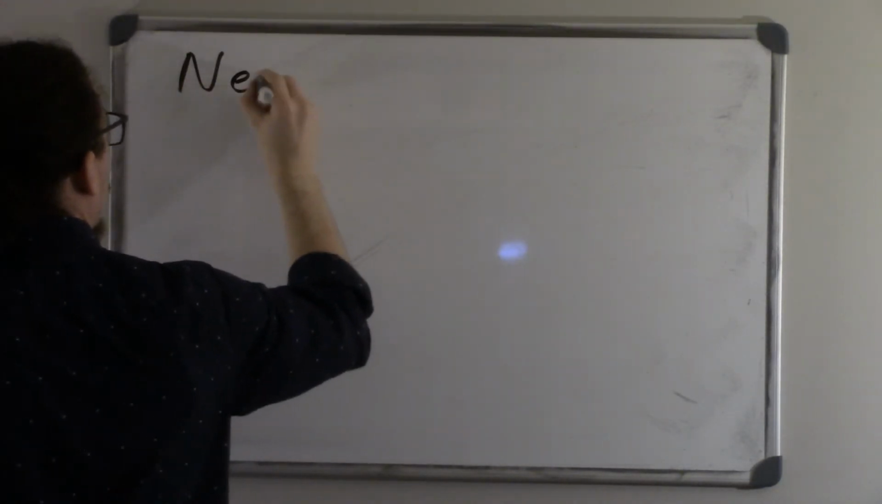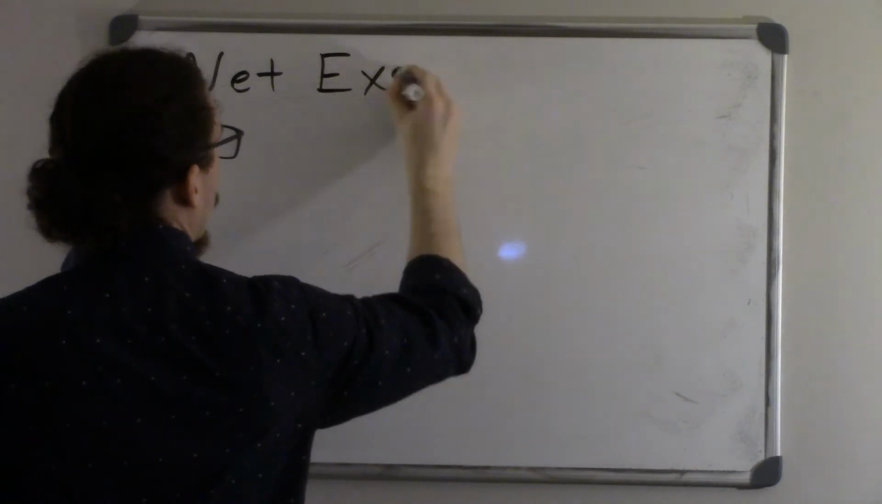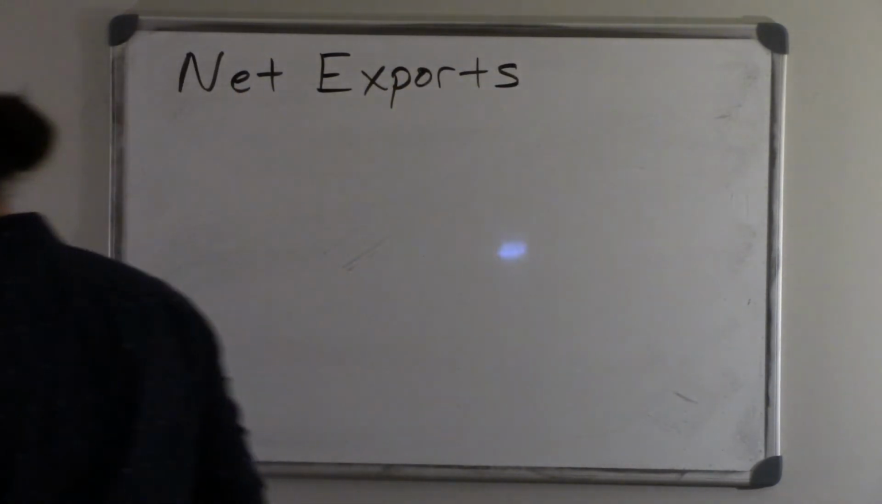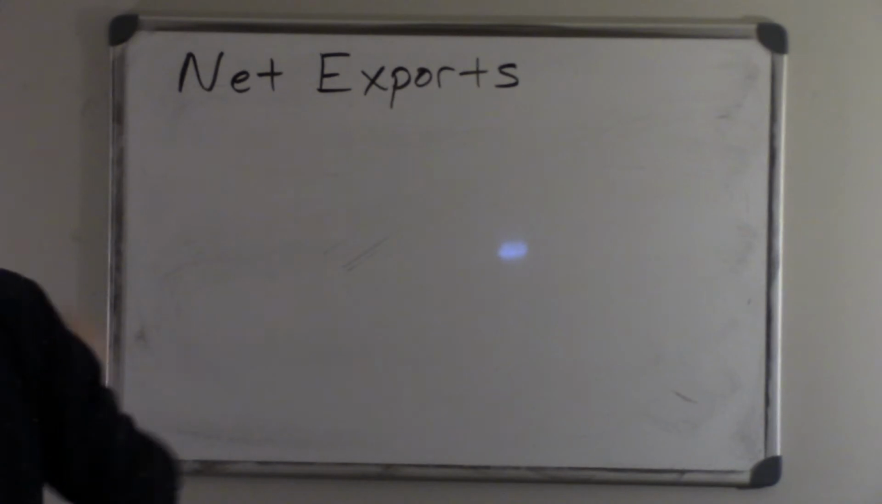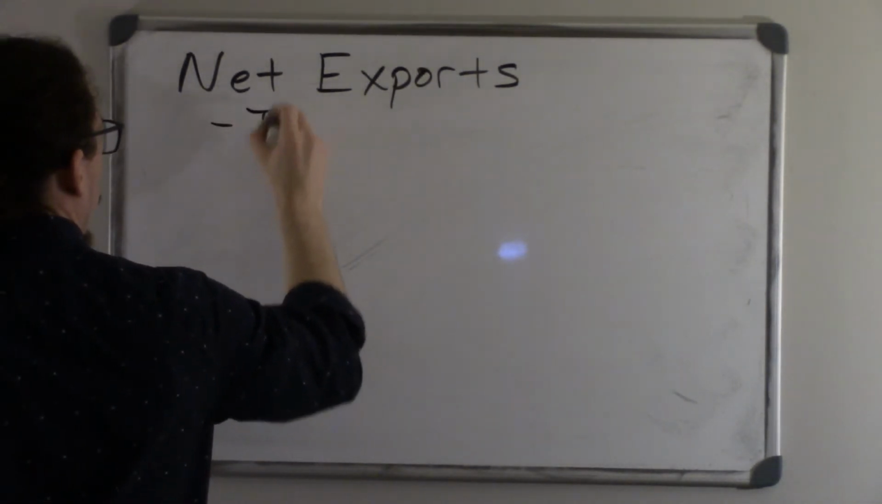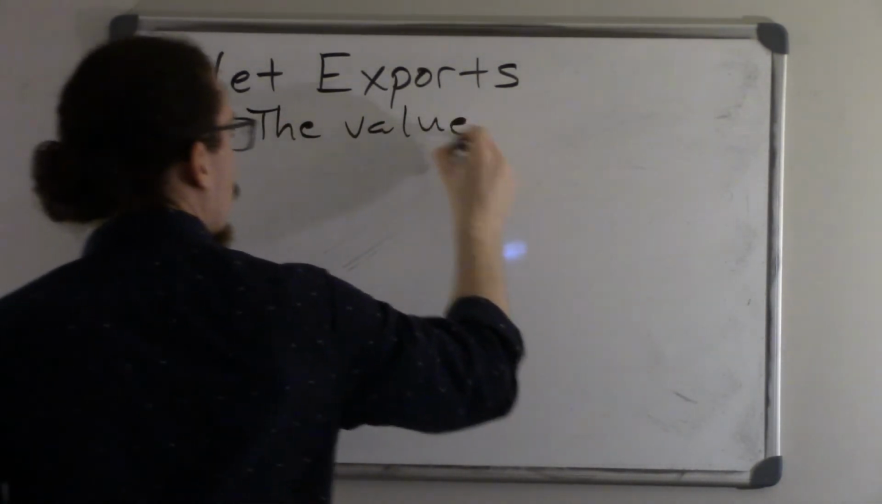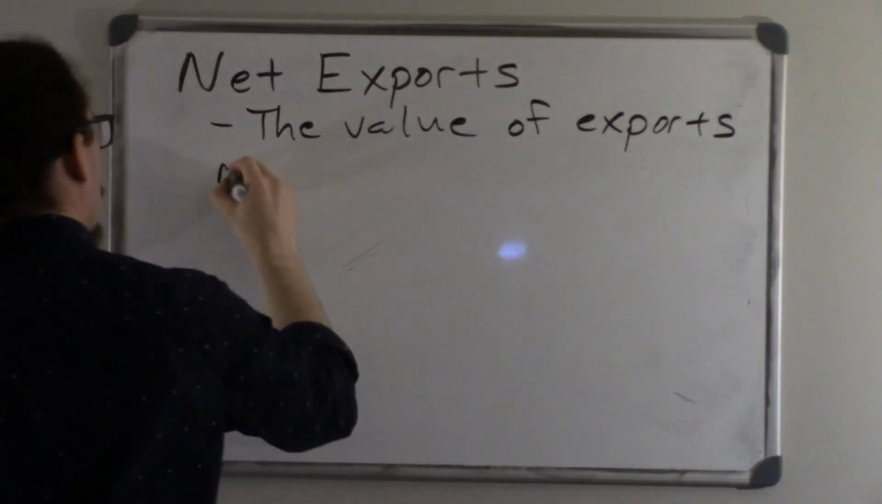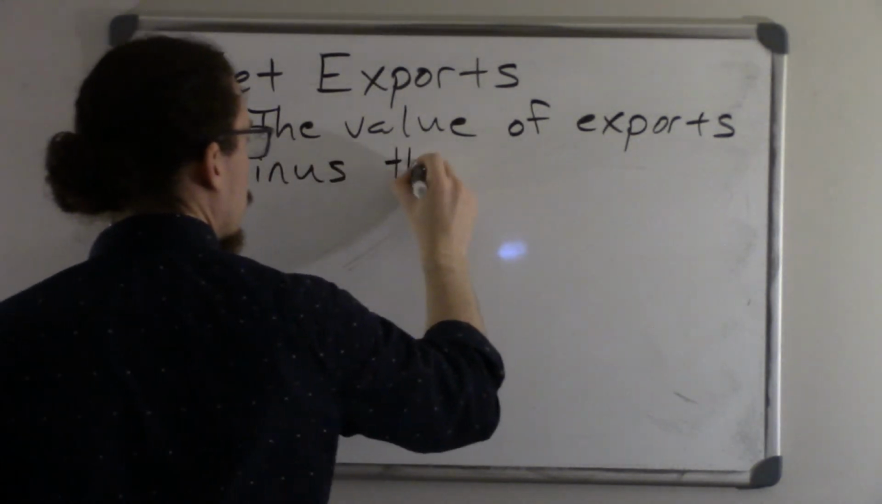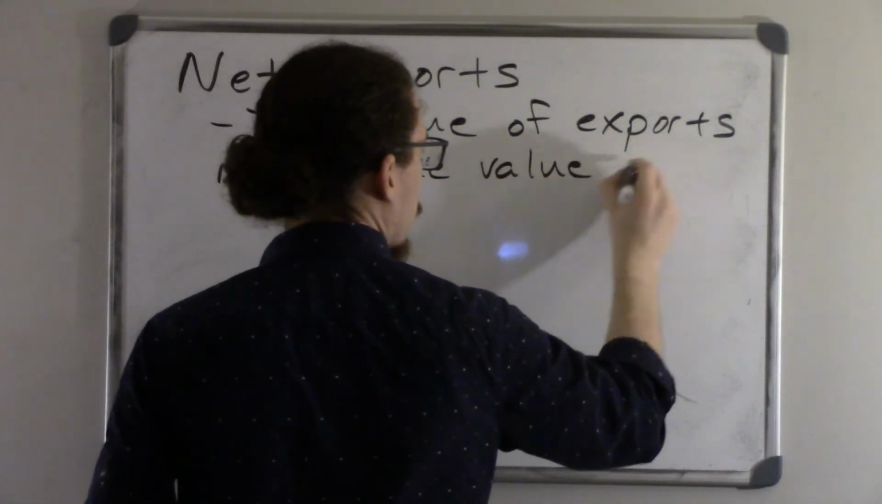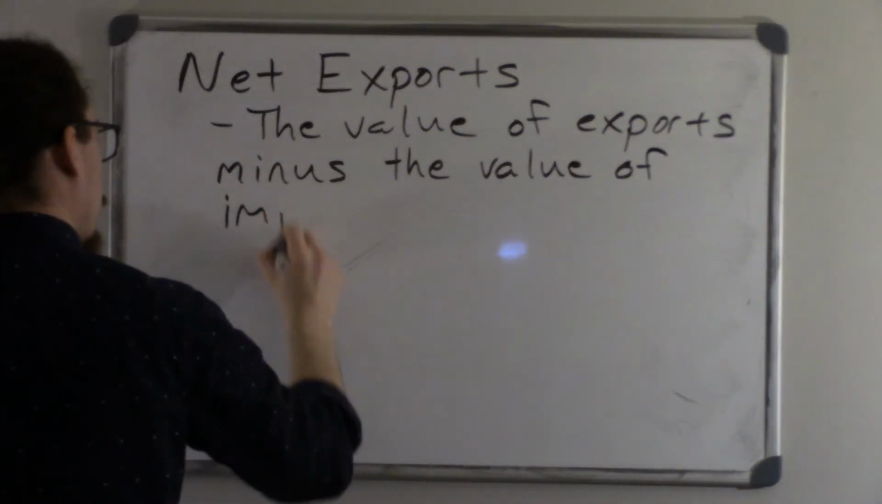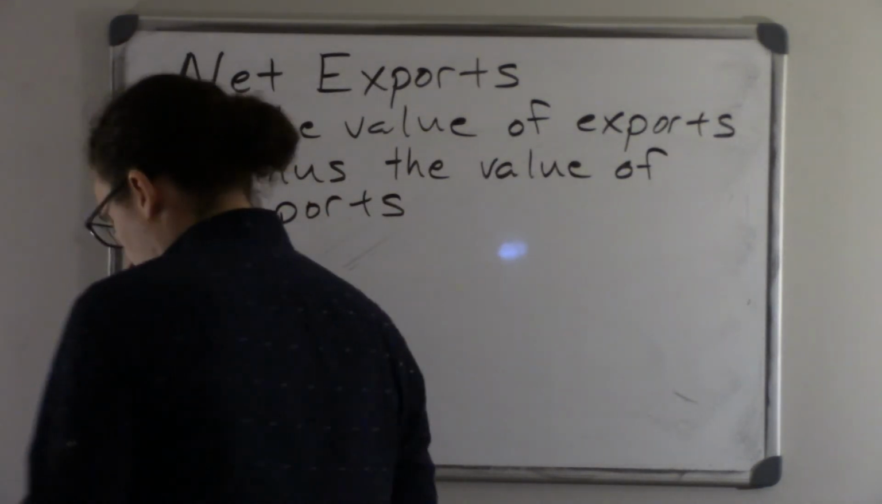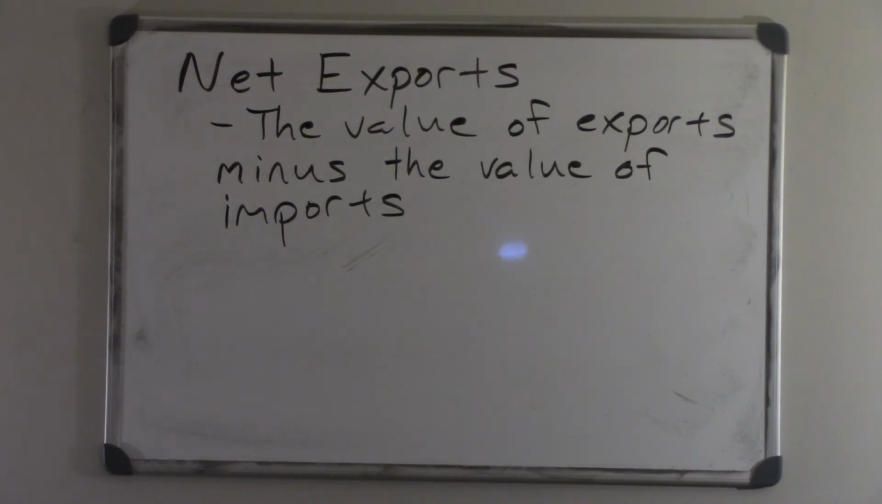All right, and then the last thing are net exports. So the net exports, this is the value of exports minus the value of imports. All right, so again, what we're trying to do is get an idea of the productivity of the nation's economy.